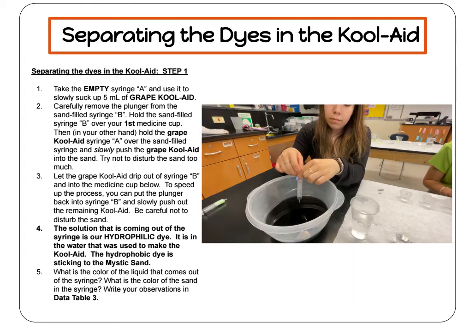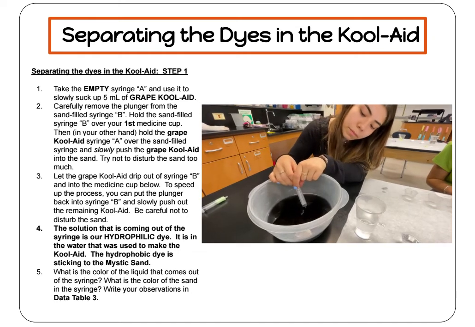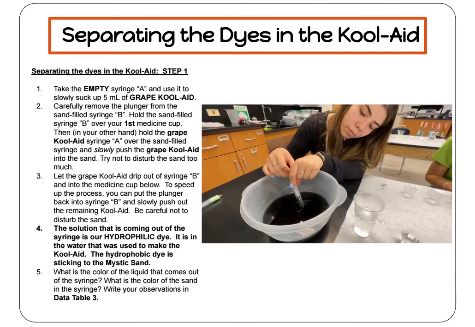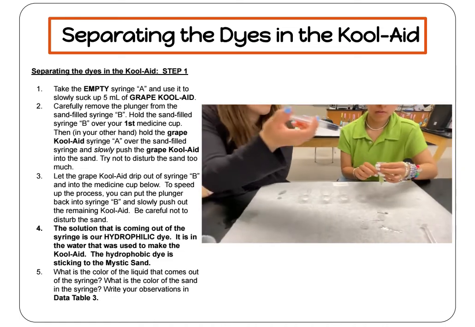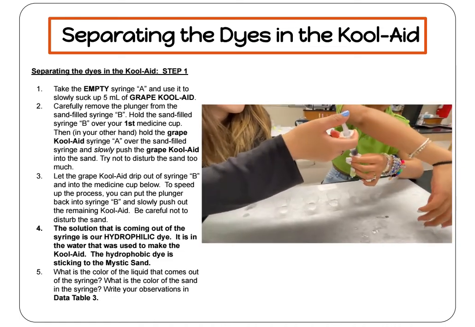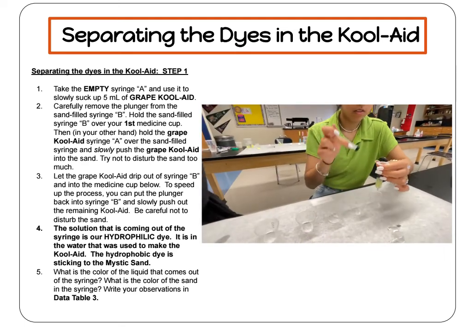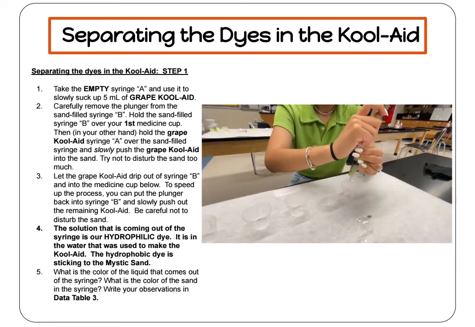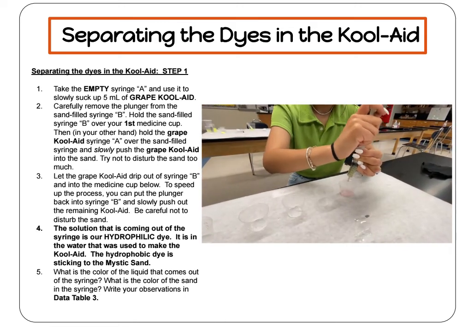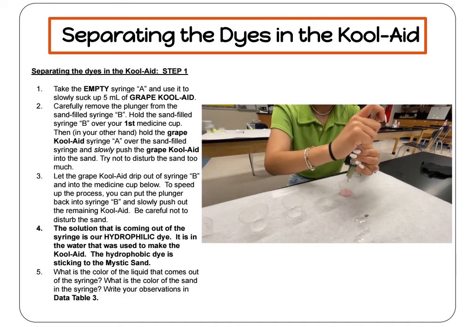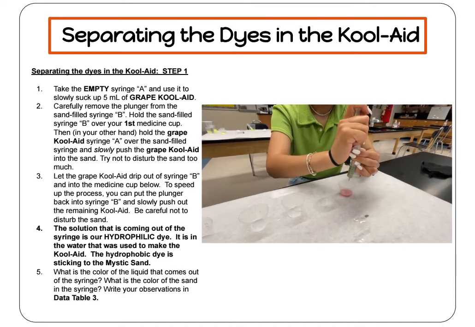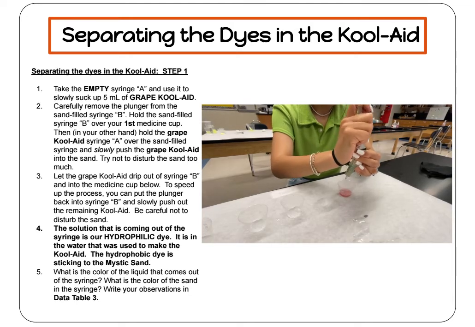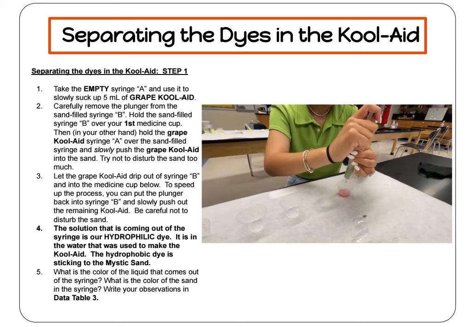The first step in separating the dyes in Kool-Aid is to add our Kool-Aid. So take your empty syringe A and use it to slowly suck up 5 milliliters of grape Kool-Aid. Then carefully remove the plunger from syringe B, which is your column, and hold it over your first medicine cup. Then slowly push the Kool-Aid from syringe A into syringe B, trying really hard not to disturb the sand too much. And then you're going to let the Kool-Aid drip out of syringe B, or as we did when setting up our column, you can use the plunger to push the Kool-Aid out a little bit faster, but again, be careful not to disturb the sand.